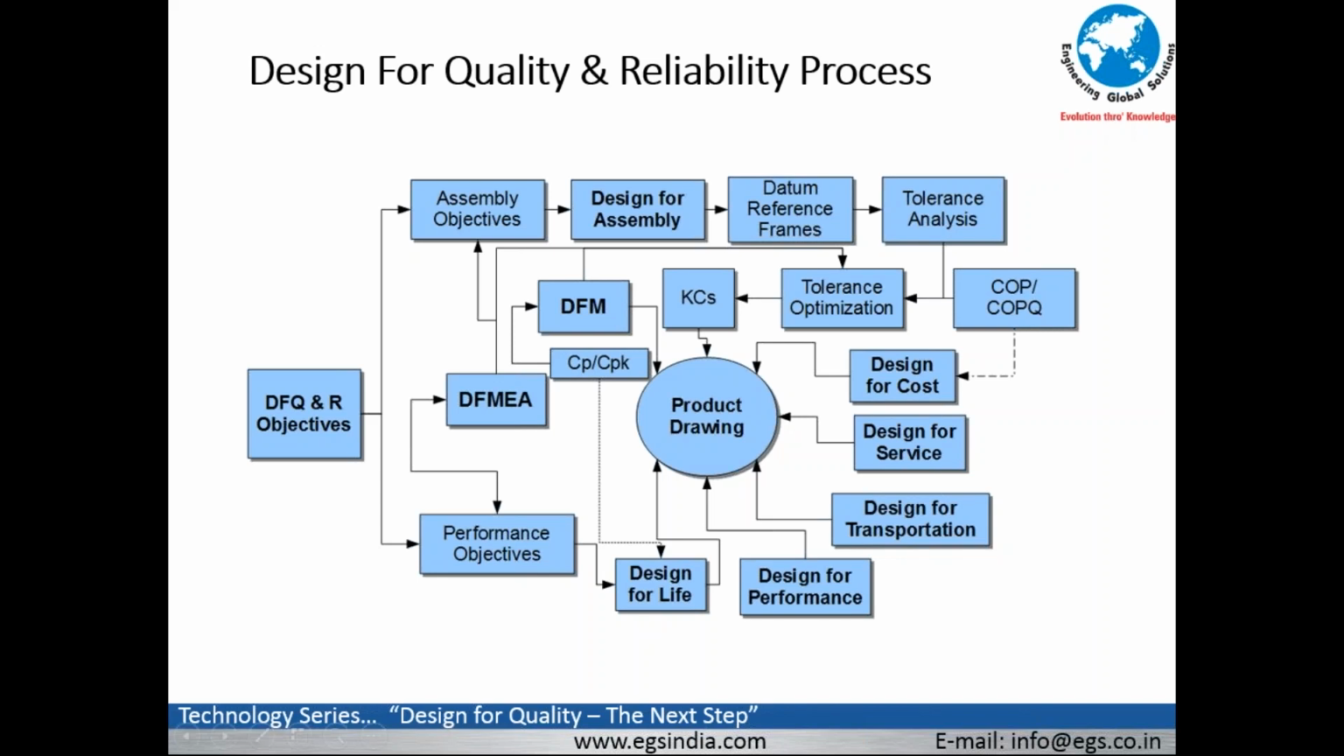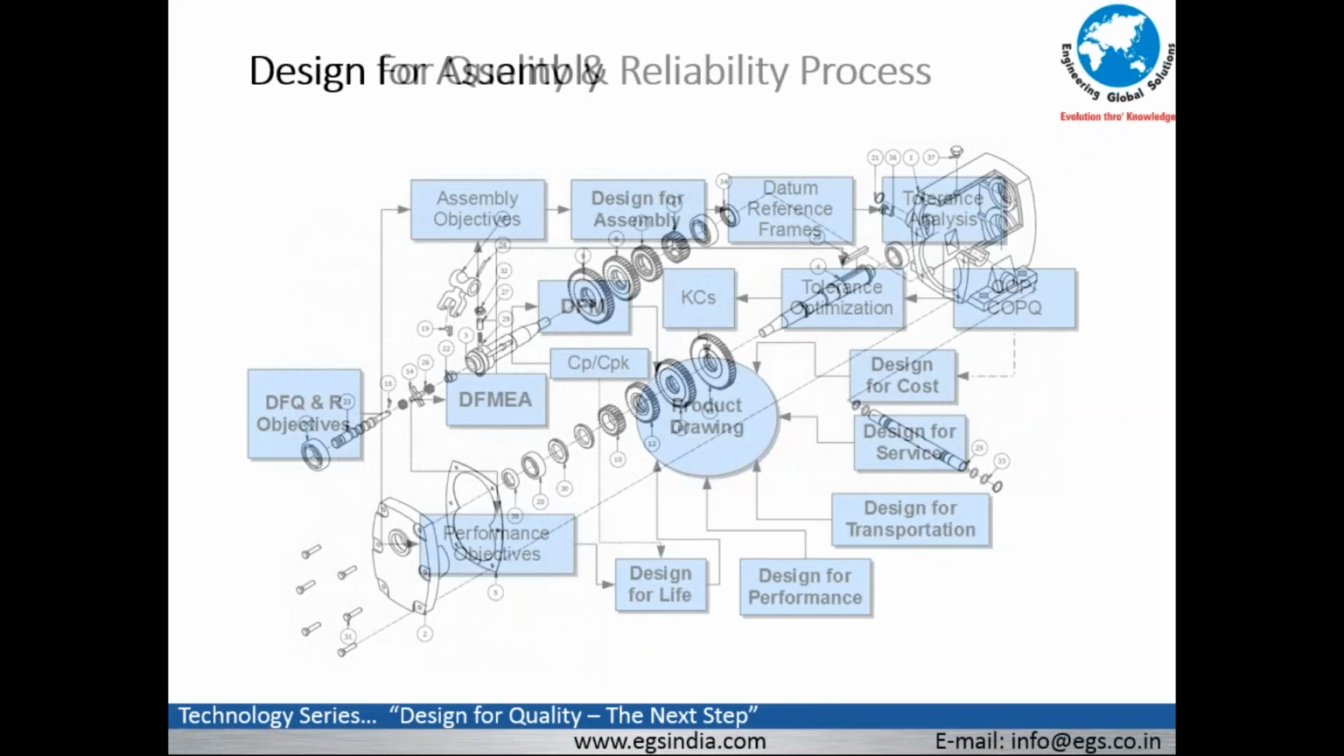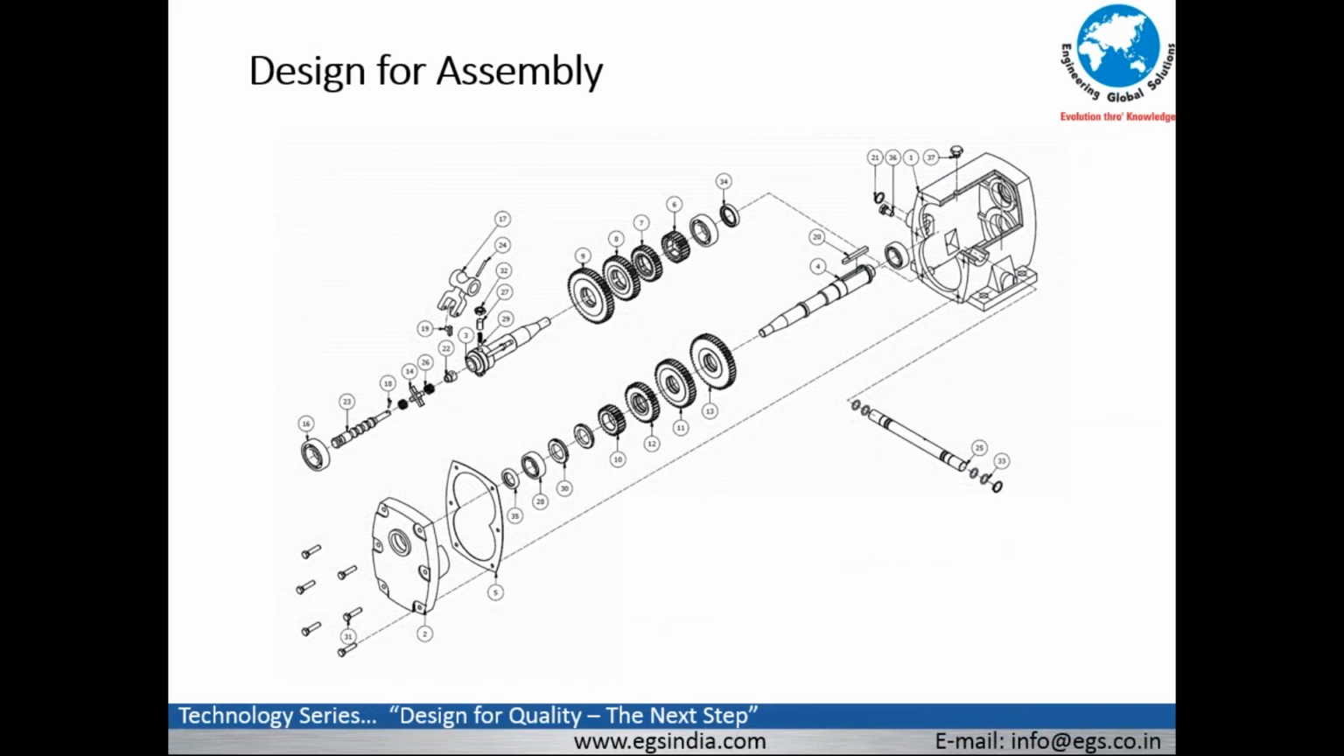Now, the next slide concentrates on the design for assembly, as can be seen in this gearbox. Herein, the design for assembly needs to be known a priori, that is, in advance, before the drawing is released. Why? Because 95% of the problems that arise in quality issues surface as a result of assembly.